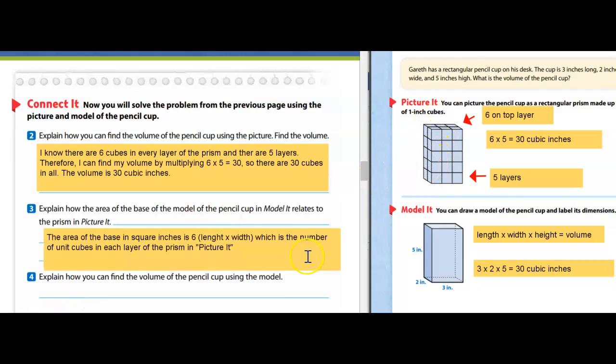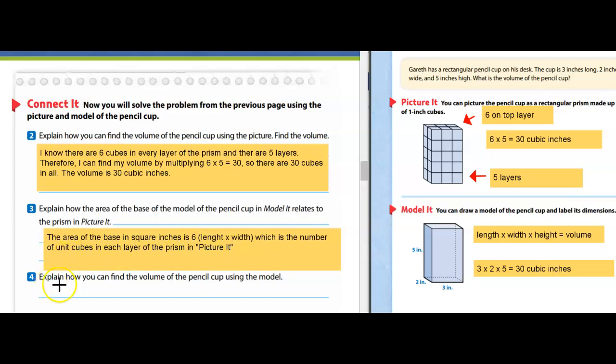Press pause. Your answer should be similar but not the same. The area of the base in square inches is 6, length times width, which is the number of unit cubes in each layer of the prism in picture it.